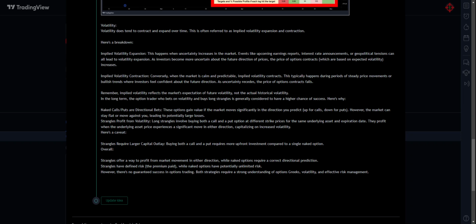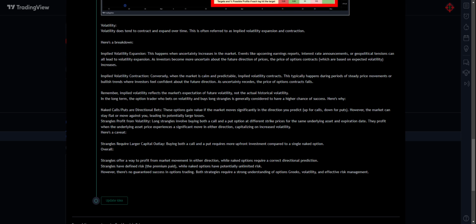Strangles profit from volatility. Long strangles involve buying both put and call options at different strike prices for the same underlying asset and expiration date. The profit is when the underlying asset price experiences a significant move in either direction, capitalizing on increased volatility. But it has its own caveat. It requires larger capital to buy both sides, and also if the market flats, you lose twice. So strangles offer a way to profit from market movement in either direction, while naked options require a correct directional prediction. Strangles have defined risk, while naked options have potentially unlimited risk if you sell them, but if you buy them, it's limited to the premium you pay.